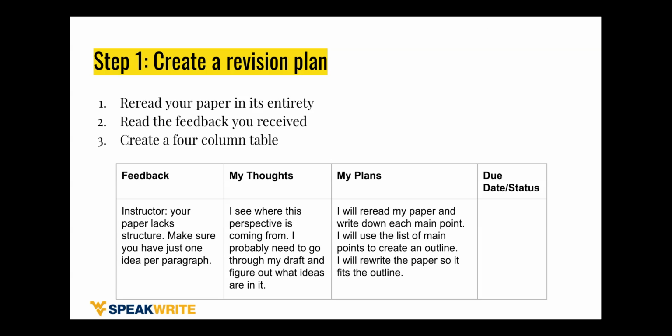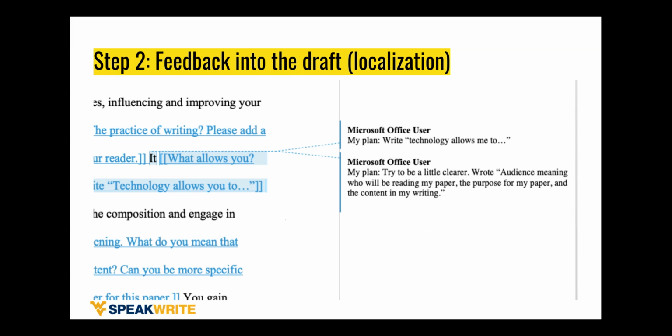So it's really easy to create a revision plan. First, you just reread your paper, you read the feedback you received, and you create the 4 column table. Now, sometimes instructors and peers will leave marginal comments like the one on the screen here. And if so, you don't need to do this step. But if your instructor or peer didn't put the feedback directly in the draft, you might then copy paste your plan into the draft so that you know exactly where you need to revise.